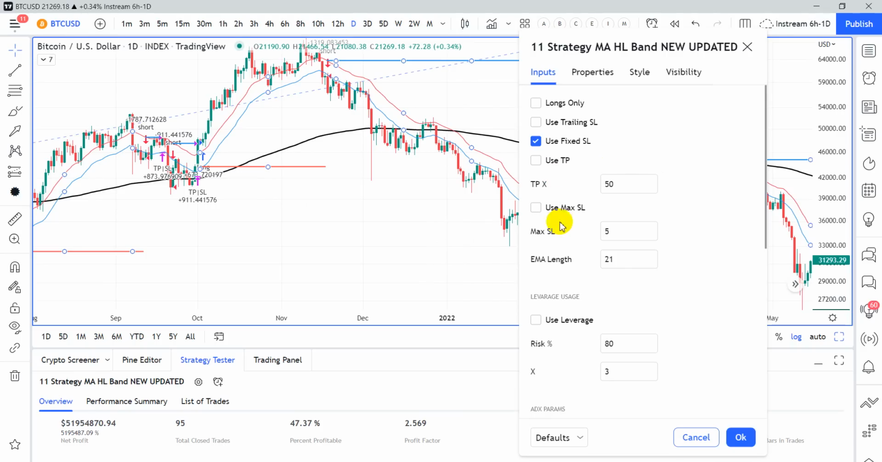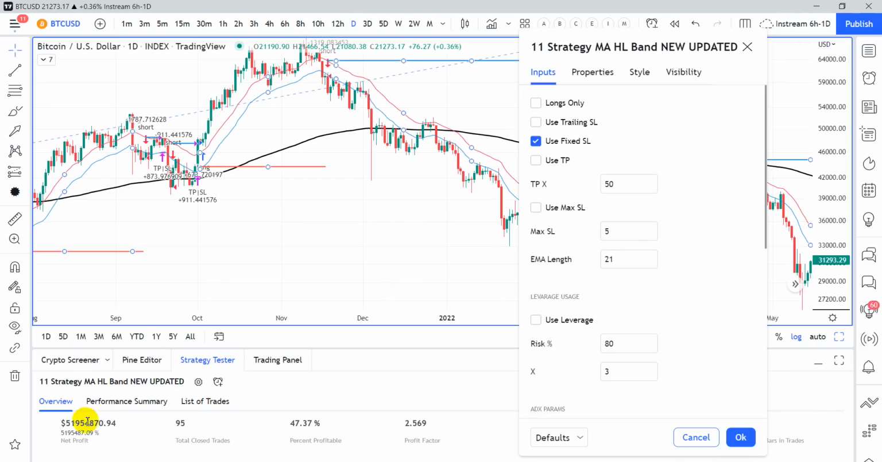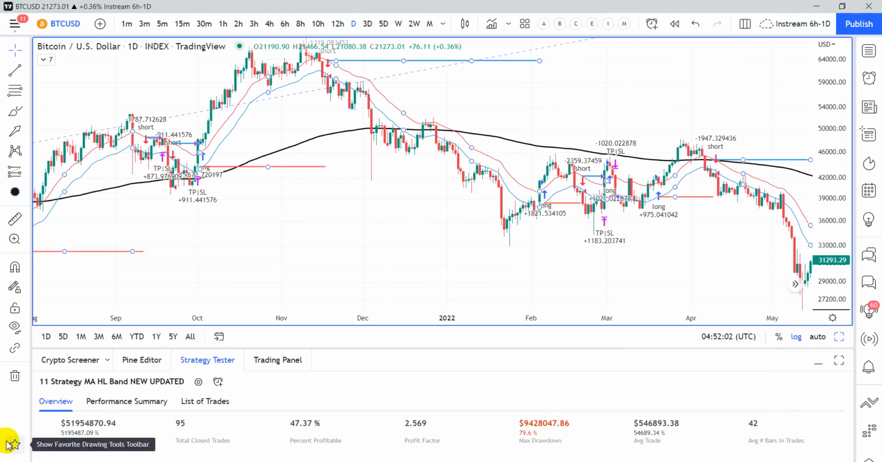I can also use the maximum stop loss. For example, here, I would allow the maximum only 5% stop loss. And what you can see, according to these settings, if I did that, I lost all the money. Okay, but let's say that we have fixed stop loss. There it is. How can we improve that?